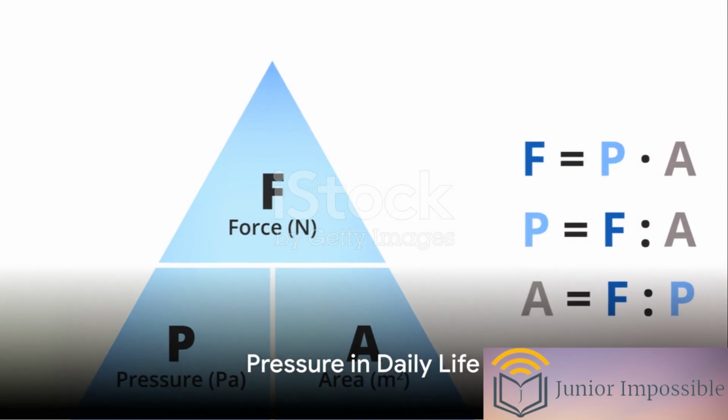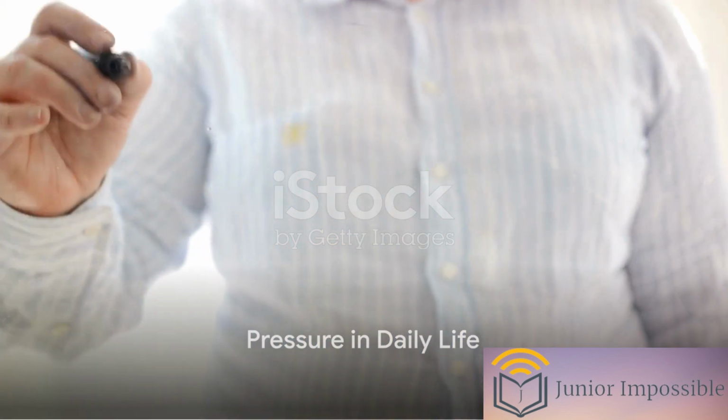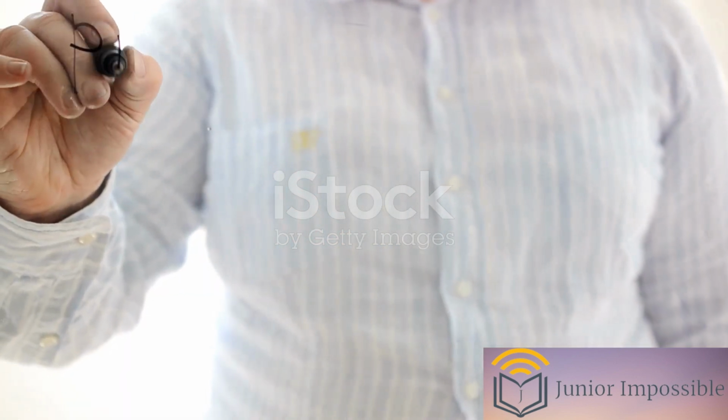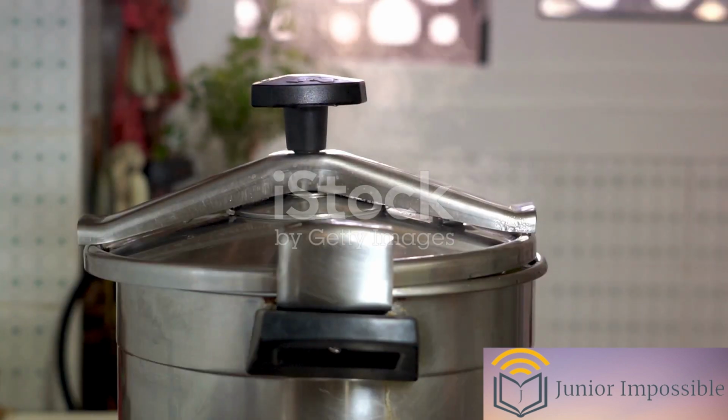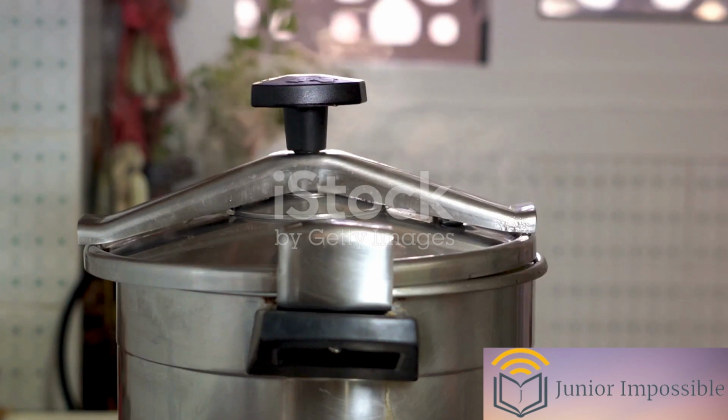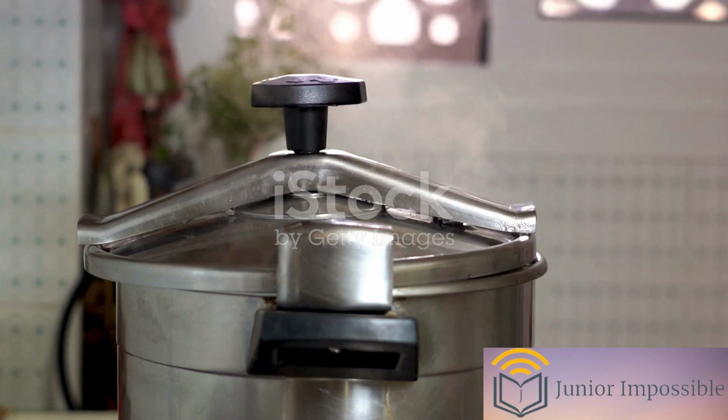And what about pressure? Besides the example of a sharp needle versus a blunt one, pressure has numerous effects in our daily lives. When you inflate a balloon, for instance, the air pressure from inside the balloon pushes against the rubber, causing it to expand. And when you're cooking, the pressure in a pressure cooker helps to cook food faster by raising the boiling point of water.